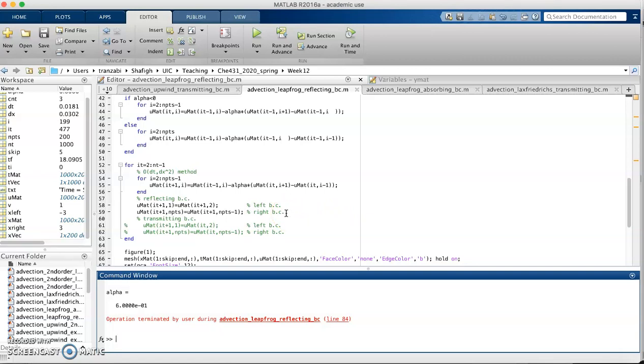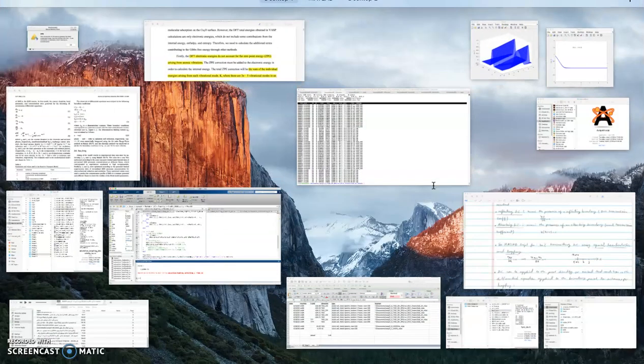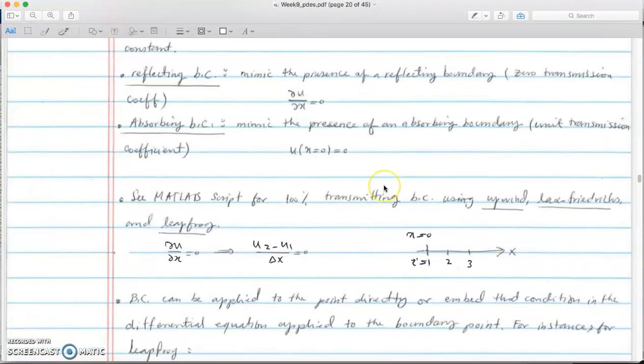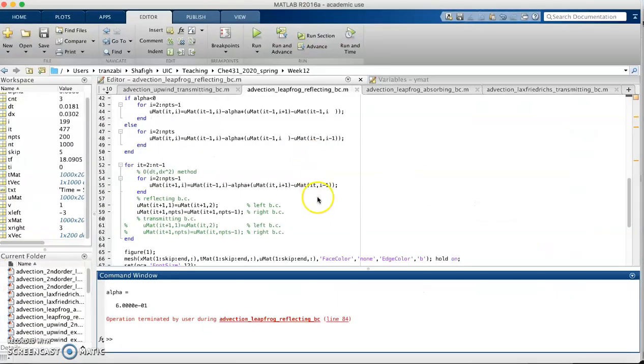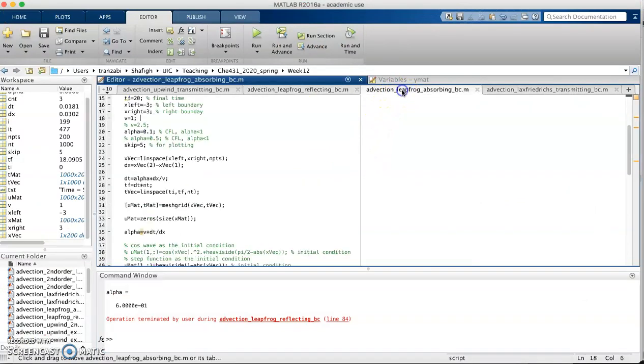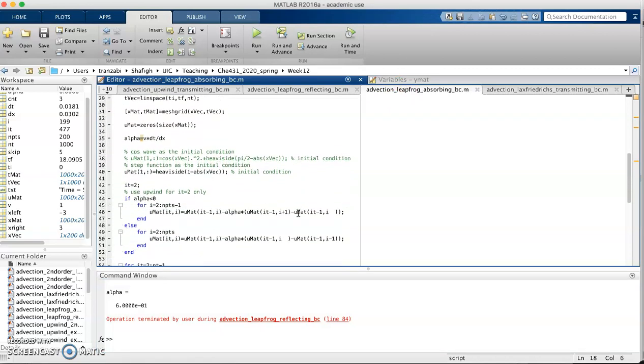Now let's look at, let's see what I have here. We can look at absorbing boundary. So absorbing boundary can be implemented by setting the displacement or the concentration equal to 0 at the boundary point. So when the concentration is equal to 0, that means the boundary is absorbing. So let's see how we can implement that. Alright, so this is a Leapfrog, and I'm going to implement absorbing boundary. So let's look at that.